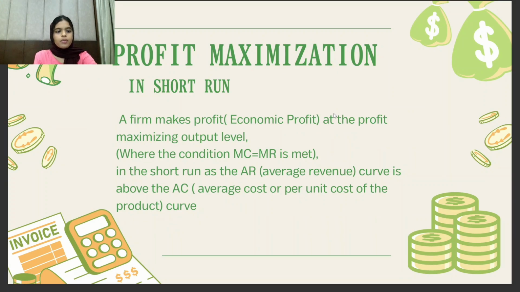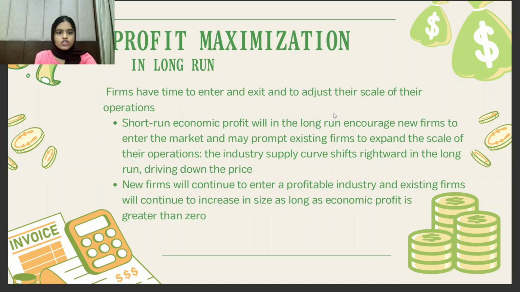Now we are going to speak about profit maximization in the short run. In the short run, a firm makes economic profit more than its total cost. This happens when the average revenue curve is above the average cost curve. At this point, the marginal cost is equal to marginal revenue, and the firm produces the best output level to make the maximum profit.